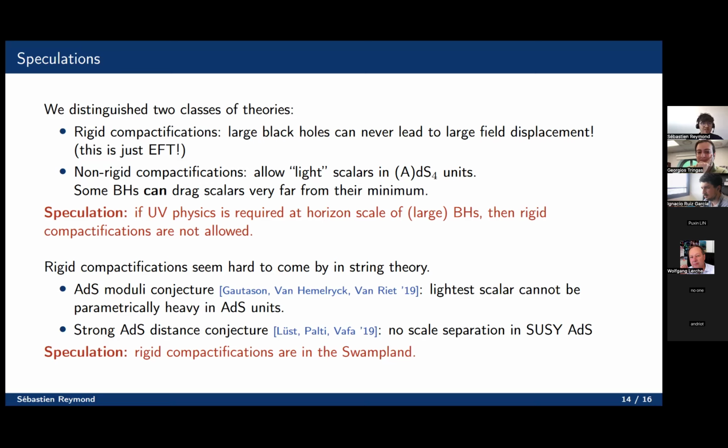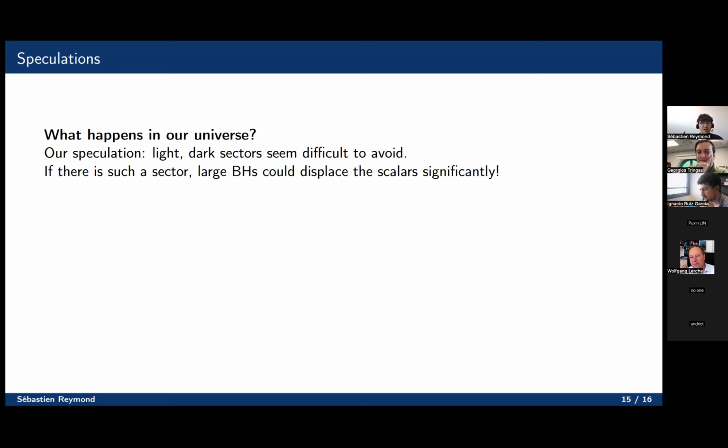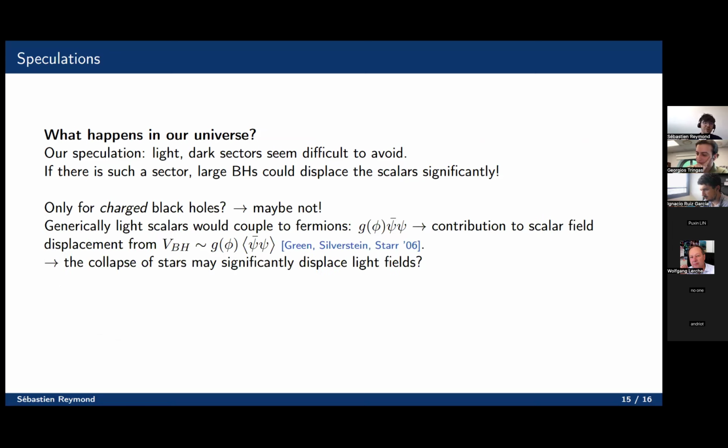But now, before I finish, let me just get back to our universe. So our speculation is that light dark sectors seem difficult to avoid from top-down constructions. This is also, as an example, the dark dimension scenario, which is one of those light dark sectors. And if there is such a sector, large black holes could displace the scalar significantly. But of course, one complaint that you could have is that in our universe, there's no close to extremal or very large charged black holes. But actually, our argument might not only work for charged black holes, maybe it works more in general.